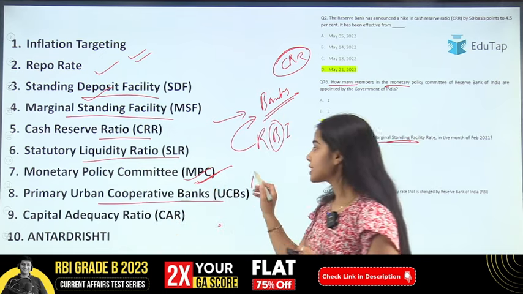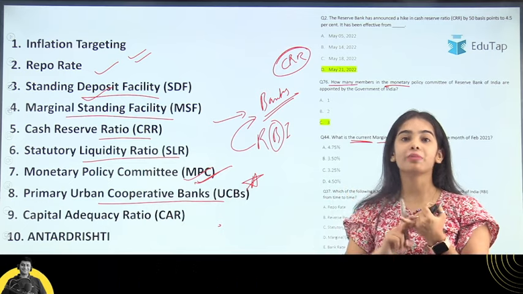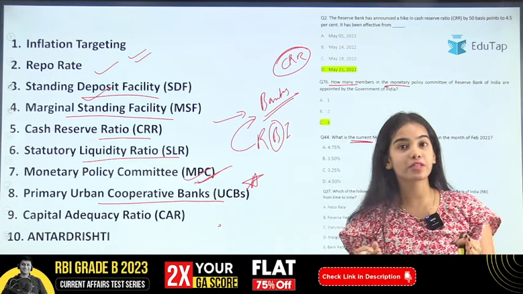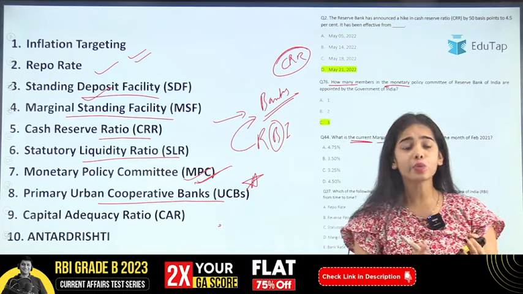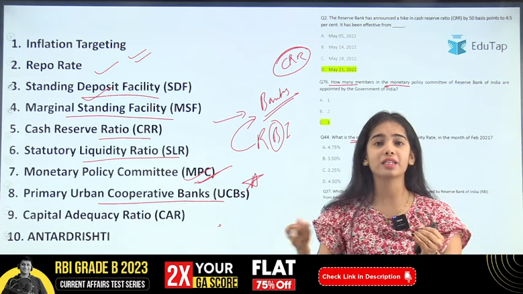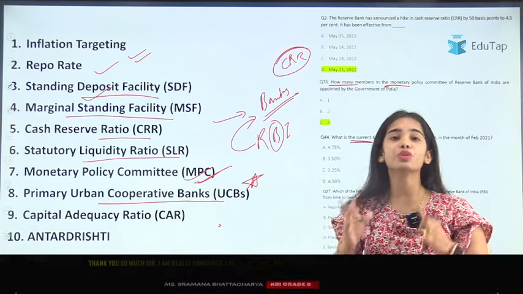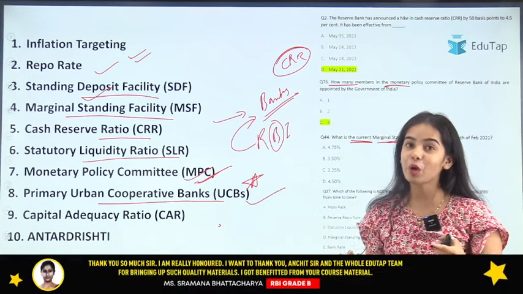Primary urban cooperative banks, again, are also quite in the news. The RBI has changed the tiers. It was divided into 2 tiers, now it is divided into 4 tiers. The CRAR, the net worth, the extension of the timeline given for priority sector lending achievement. So there is a lot of news coming regarding primary urban cooperative banks.